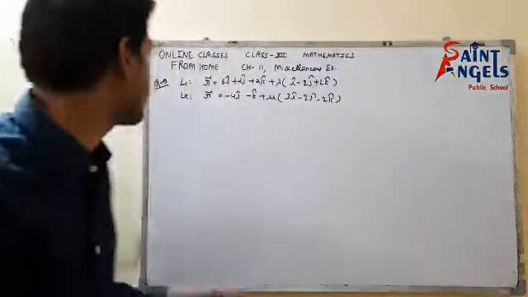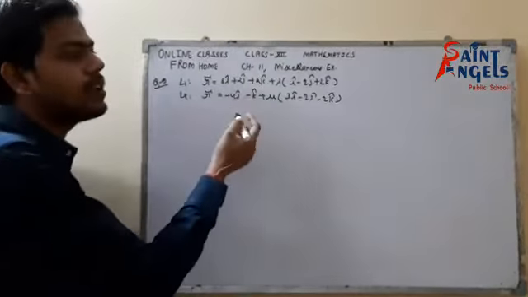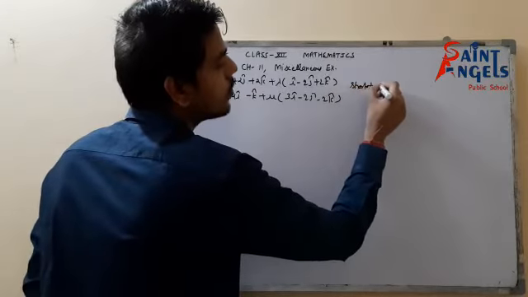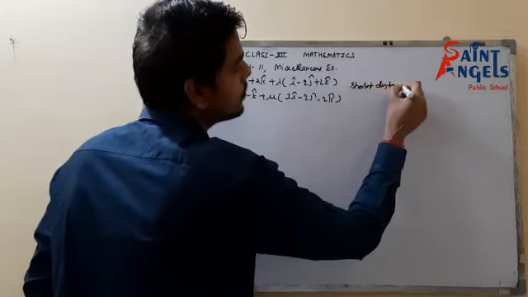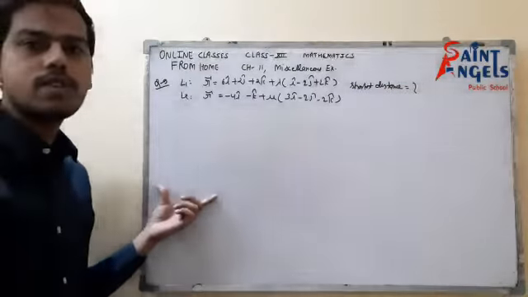Now we look at question number 9 of exercise 11 miscellaneous. The question says, we have two given lines and we have to find the shortest distance between them. Find the shortest distance between them. We have already done such questions already.